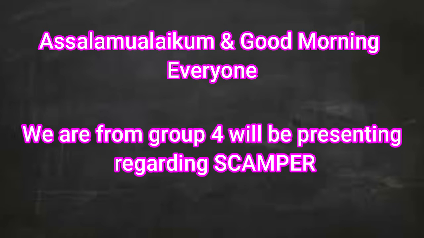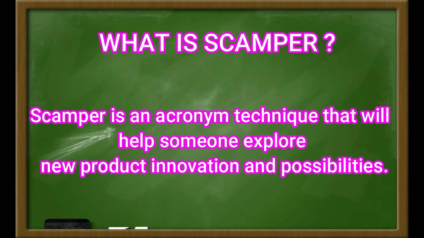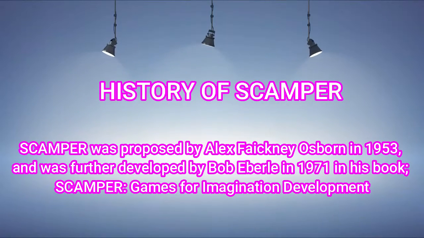We'll be presenting regarding SCAMPER. So the first thing is, what is SCAMPER? SCAMPER was first introduced by Bob Eberle, which is an acronym technique that will help someone explore new product innovation and possibilities. The history of SCAMPER: it was proposed by Alex Osborn in 1953 and was further developed by Bob Eberle in 1971 in his book called SCAMPER: Games for Imagination Development.